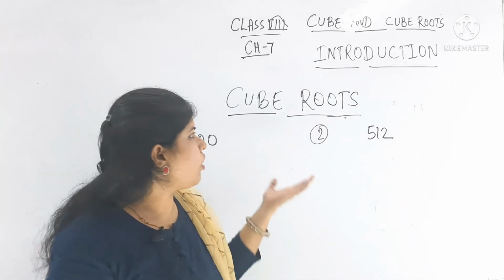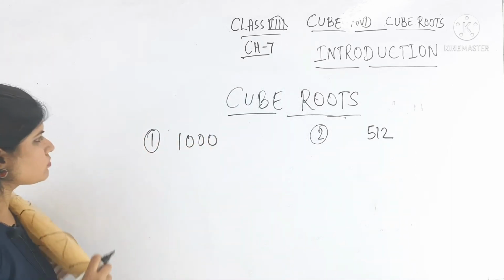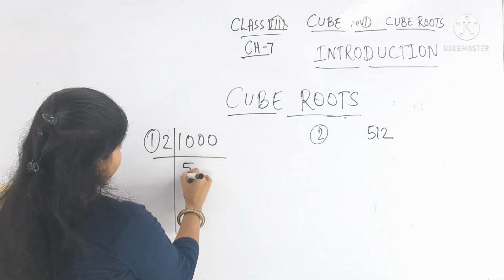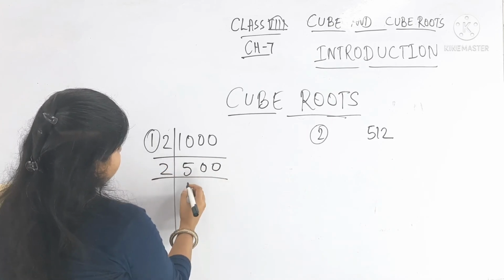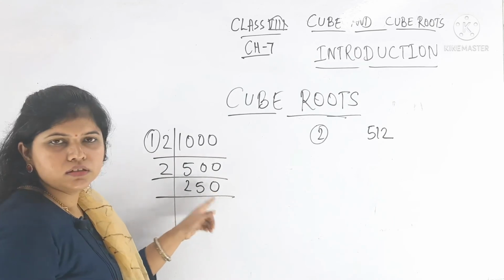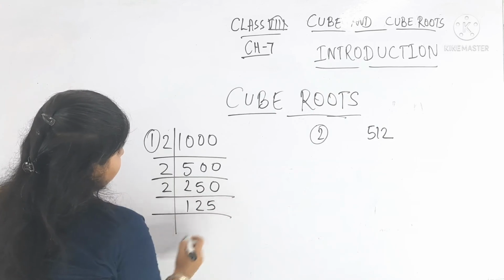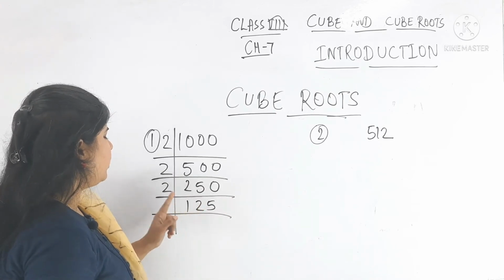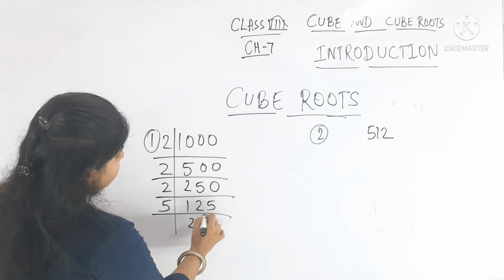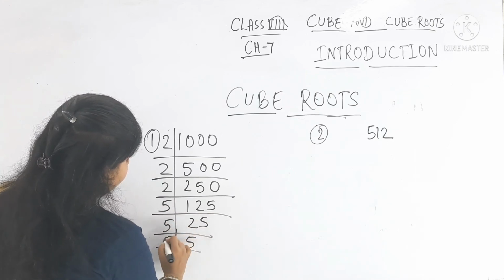Okay students, now the next topic is cube roots. So how do we find the cube roots? By pairing the factors. Here, first is 1000. 1000: the last digit is 0, so it will go by 2. 2 5s are 10, 2 2s are 4, 2 5s are 10. Then 5, 6, 7, 8 will not go by 3, so it will go by 5. 5 5s are 25, 5 1s are 5.